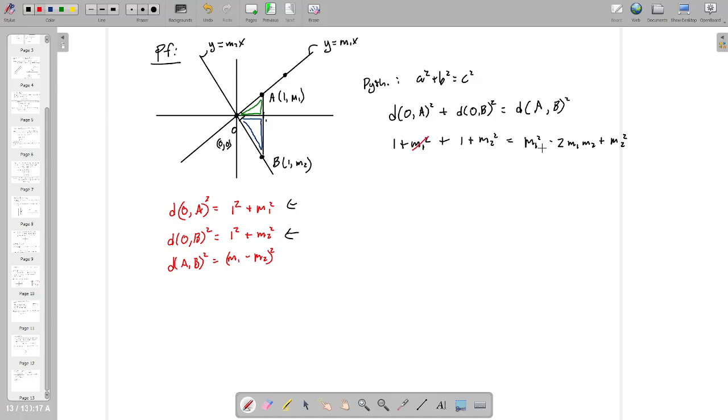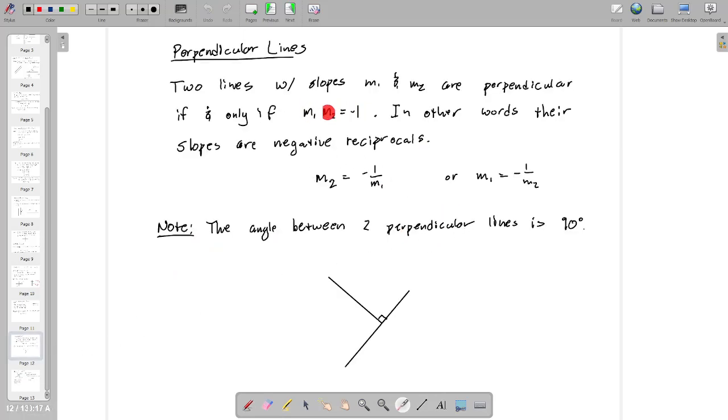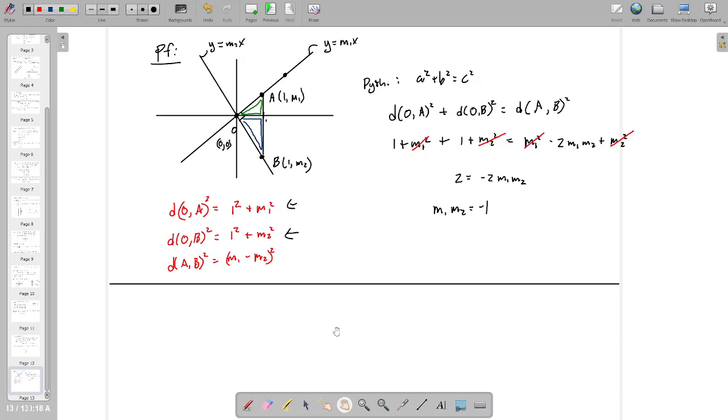Now subtracting m1 squared from each side and m2 squared from each side, we get these cancellations, and then 1 plus 1 gives us 2. Divide by negative 1, and we end up with m1 times m2 equals negative 1. Now, note here again that this equation is the same as the equation that we had in this definition, which is the same as this equation. If we divide both sides by m1, we get this equation, and if we divide both sides by m2, we get this equation. We've shown that when you have perpendicular lines, the slopes are negative reciprocals of each other.